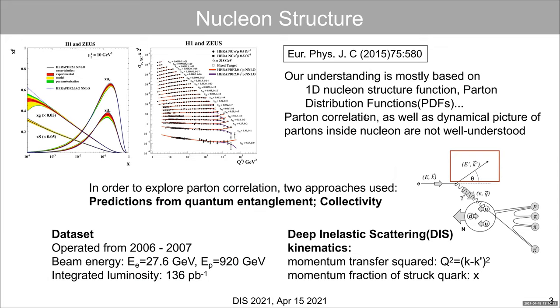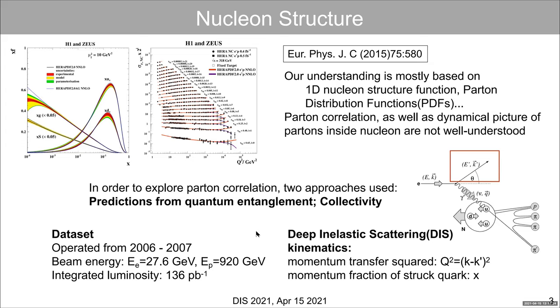inside the nucleons. But in fact, our understanding of parton correlations is not well understood yet. In order to explore parton correlations, two kinds of approaches are used. The first one is using the predictions from quantum entanglement, and the second one is using the collectivity effect. The data sets we used are listed here with the beam energies and integrated luminosities.